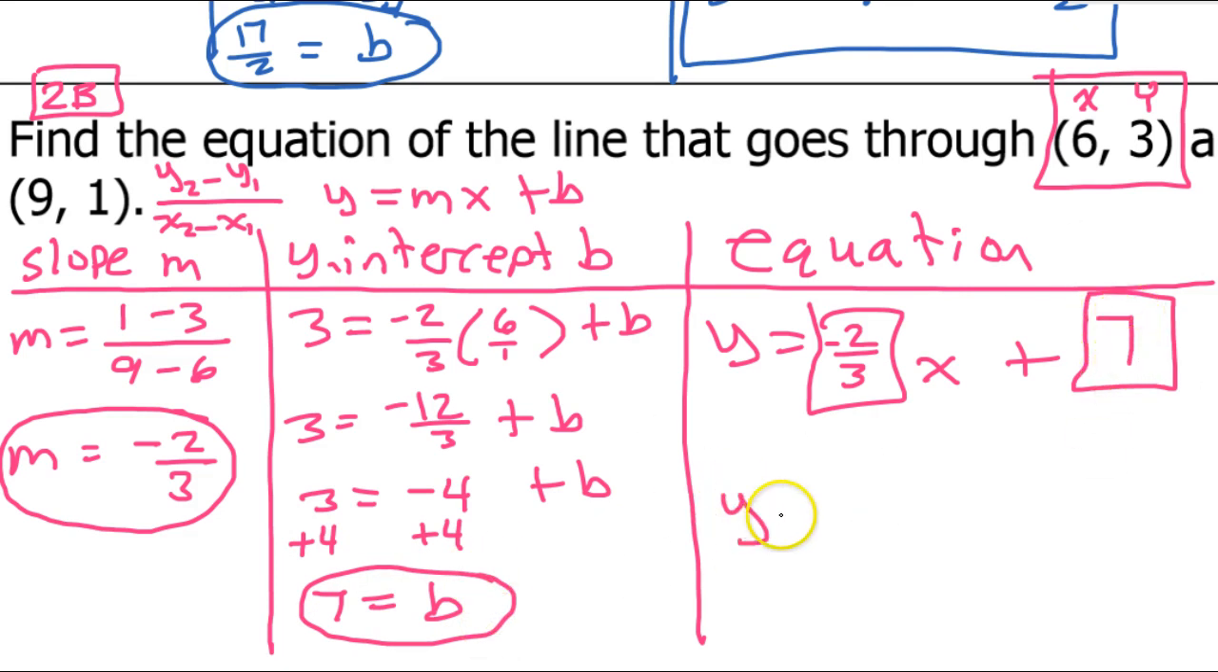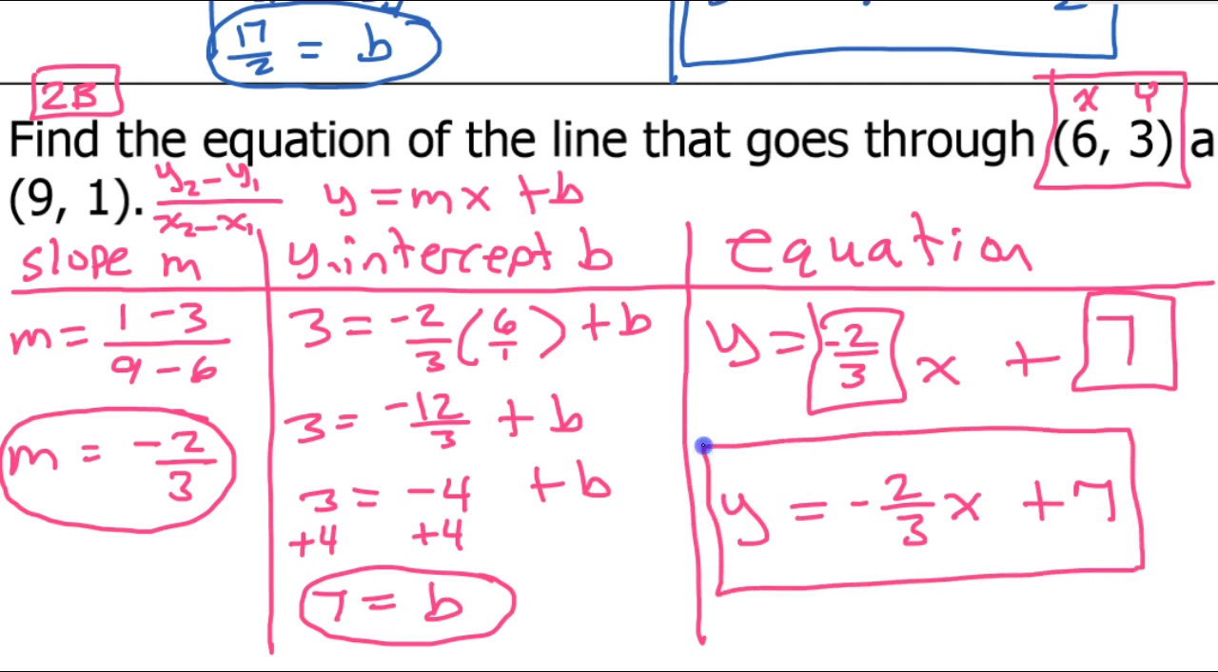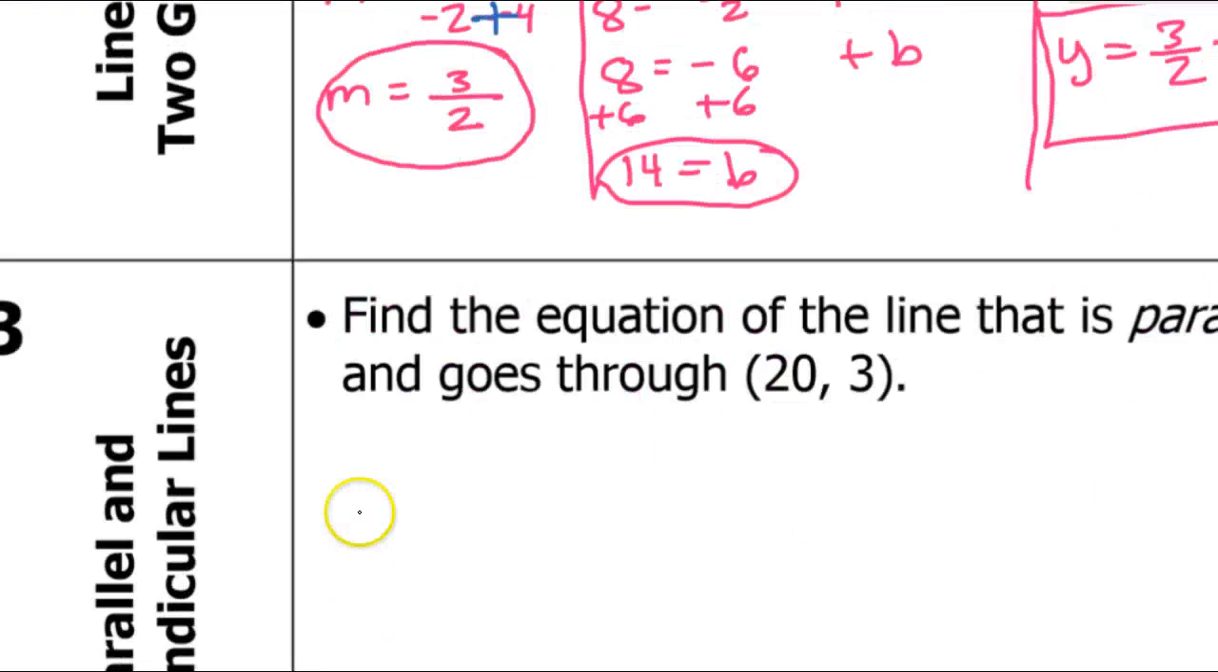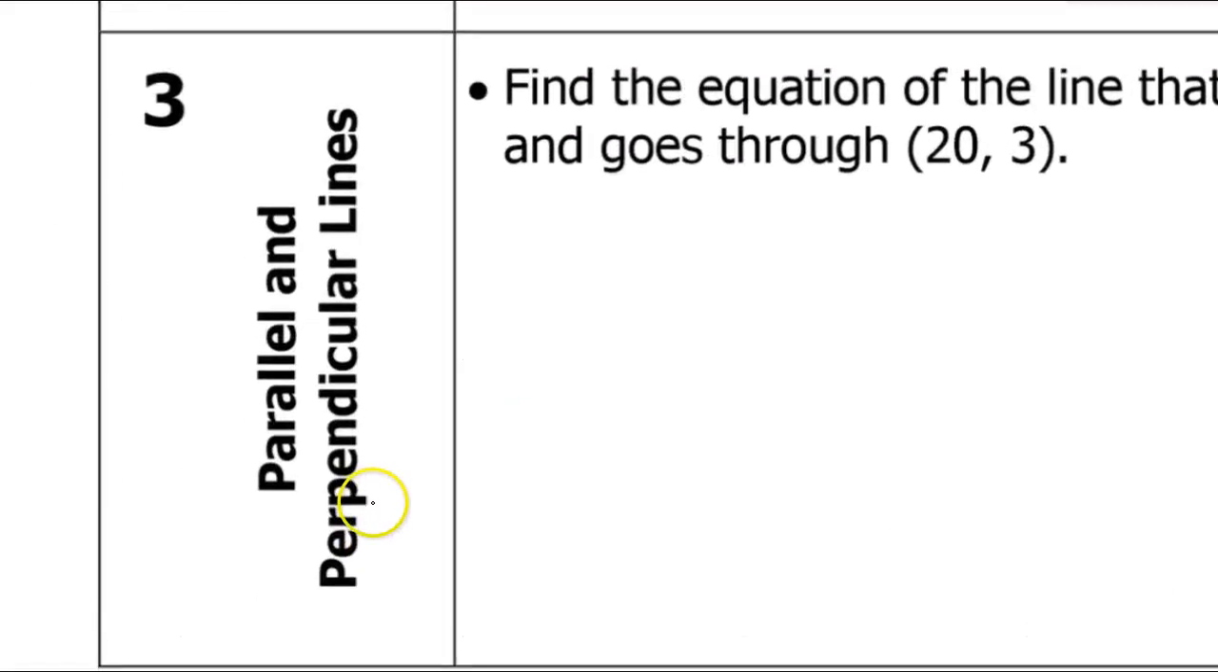So this is really the answer. I'll just recopy it without the boxes. Y is equal to negative 2 over 3x plus 7. All right, so that's the answer for number 2, part B. Okay, so let's switch to problem number 3. All right, for this problem, we're going to be dealing with parallel and perpendicular lines.